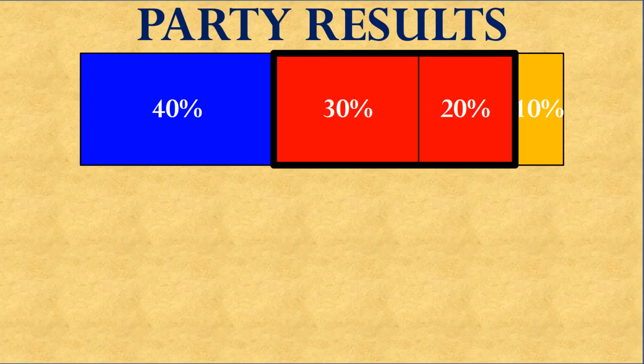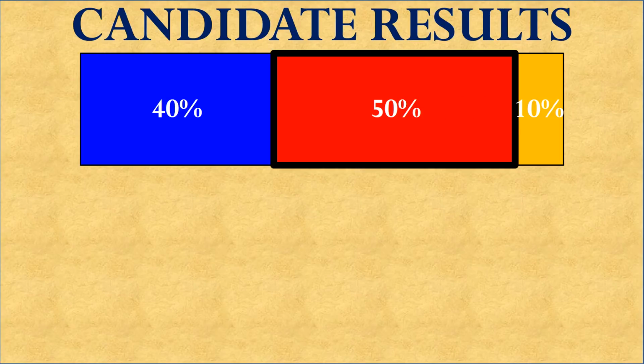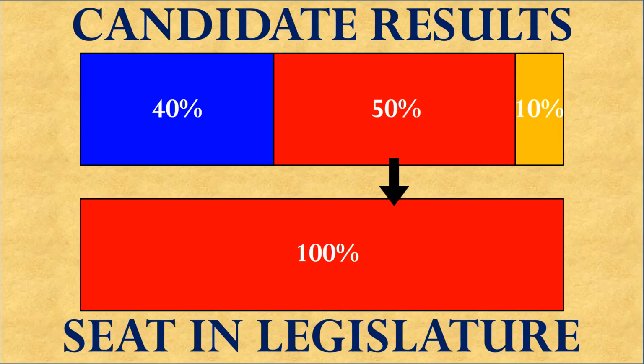In this example, if we get the party that has 20% and the party that has 30% to work together to elect the same candidate, notice now that both their boxes are colored in red, representing them supporting the same candidate. Then we've got 50% behind that one candidate from these two political parties. Effectively, they have joined together to create a winner. And that winner then gets the single seat in the legislature.